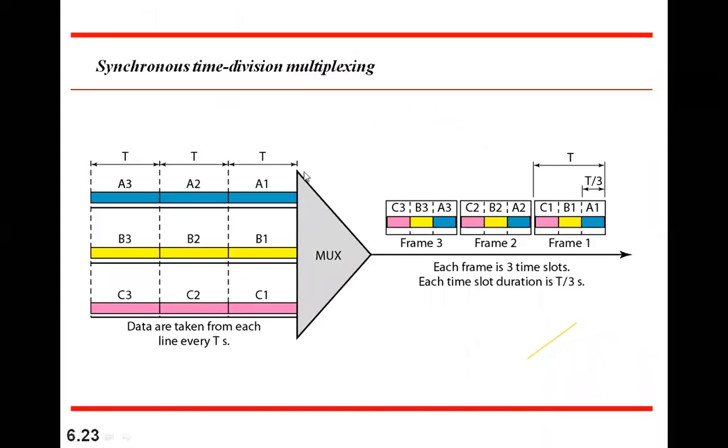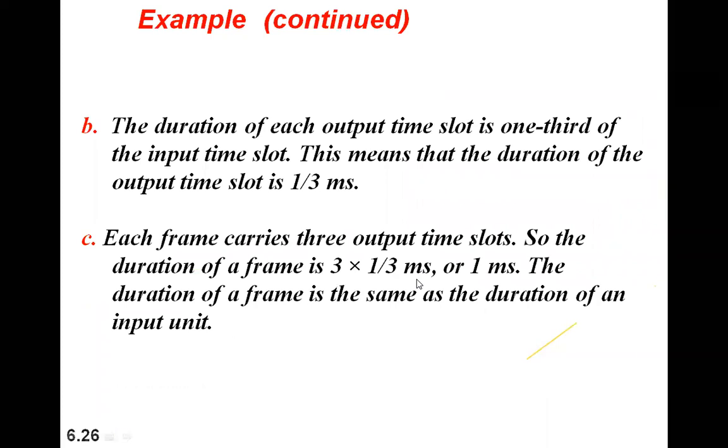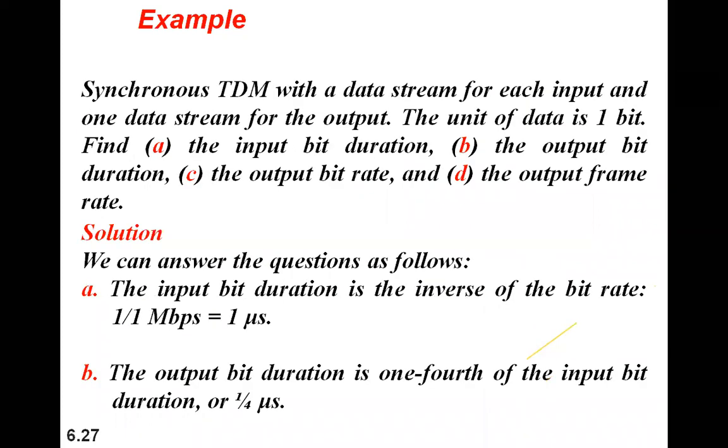If you assume the same thing here, if it is coming at 1 kbps, the bit duration here is 1 millisecond, whereas here the bit duration becomes one third of a millisecond. But the entire frame takes 3 bits, one from here, one from here, one from here. Together it becomes 1 millisecond. Of course, this is another example. In the same way we can calculate it.